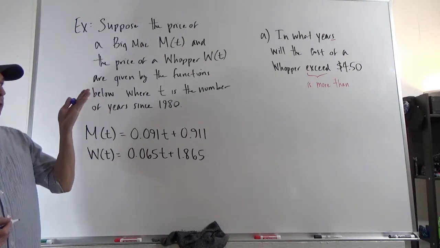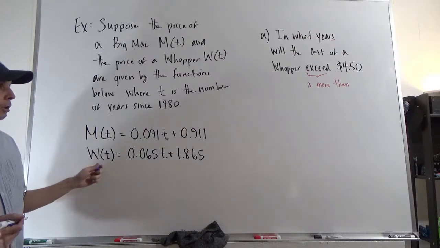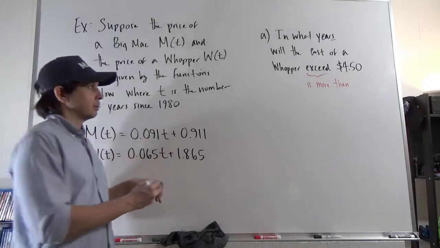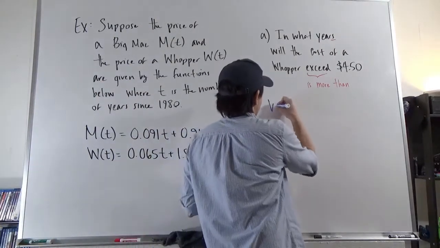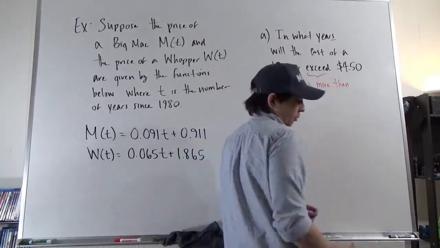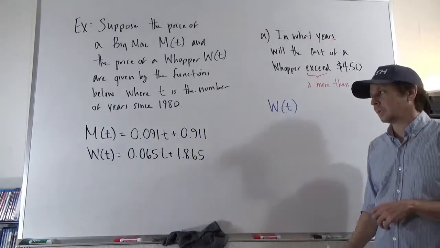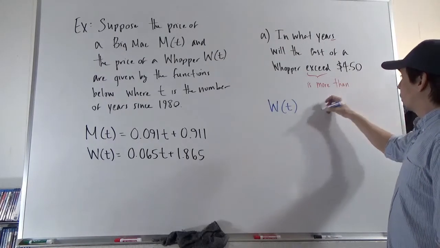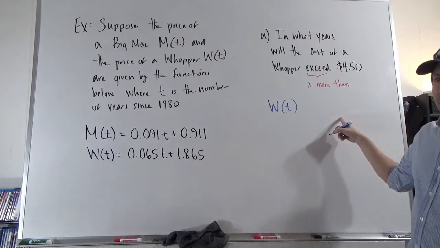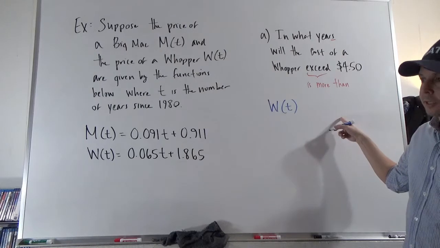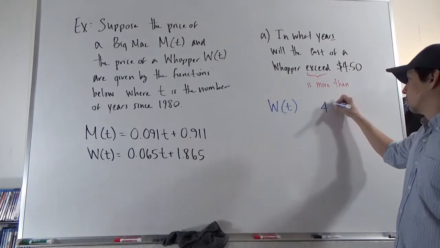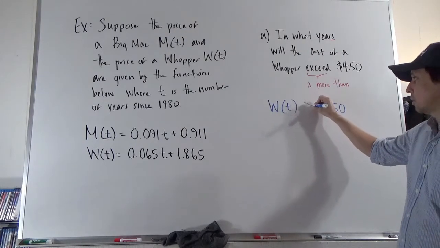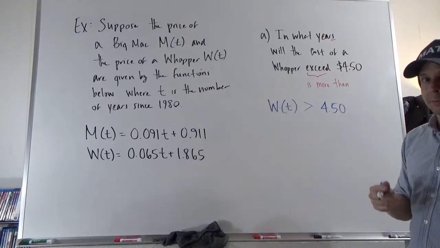Big Mac's not related to this question. They don't mention anything about Big Macs. We want to deal with Whoppers. I'm eventually going to use this equation, but I don't want to deal with it yet. I want a clean W of t, which is the cost of a Whopper in that particular t value, that particular year. And I want to express something where it exceeds or is more than 450. And that's an inequality. So I want the cost of a Whopper to be greater than 450. And so that's how we're interpreting this problem. That's a good starting point.